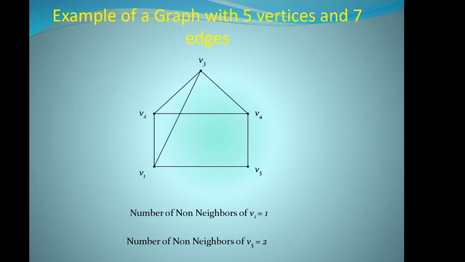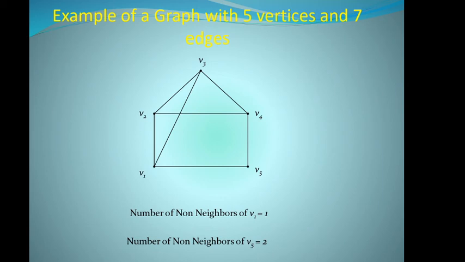Now we can see the concept of neighbors and non-neighbors with an example of a graph here. Take an example of a graph V1, V2, V3, V4 and V5. The vertex V1 is adjacent to 3 vertices, that is V2, V3, V5. It is not adjacent to V4. So the number of non-neighbors of V1 is 1. The number of neighbors of V1 is 3, that is V2, V3 and V5 respectively.